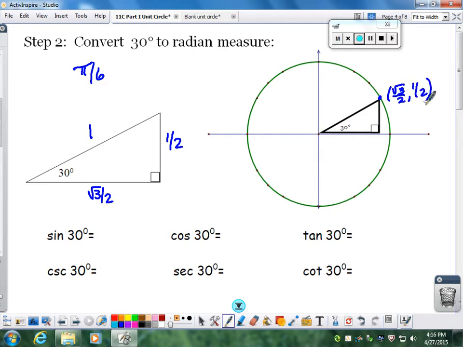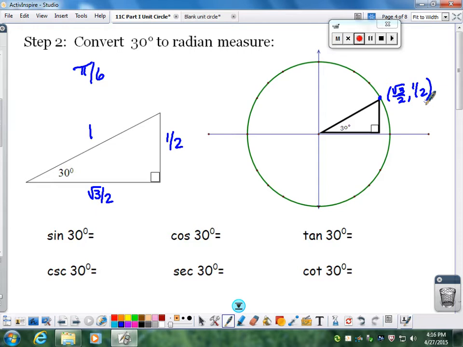This is what you're going to have to memorize. So a 30-degree angle is always going to have those x and y values. It might change the sign depending on what quadrant it's in, but it's always going to have those values. Alright, so let's figure out our trig functions in the first quadrant, and then we'll talk about them for the rest of the quadrants.